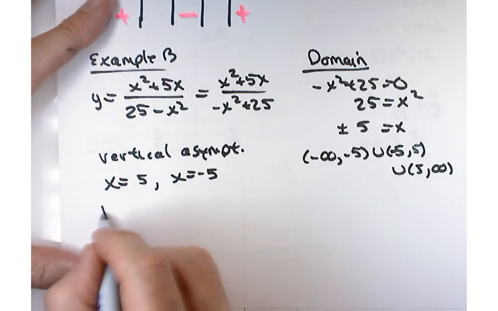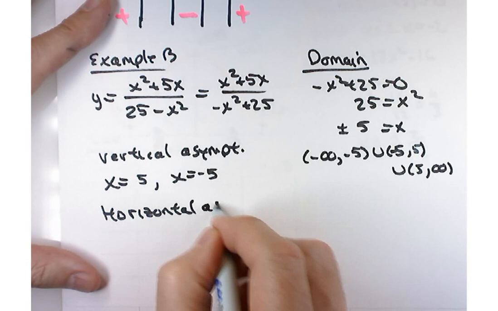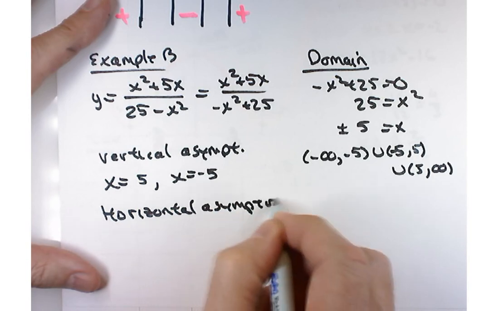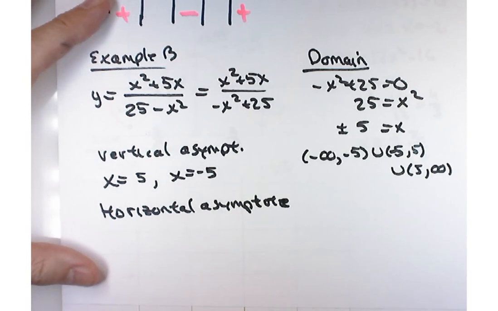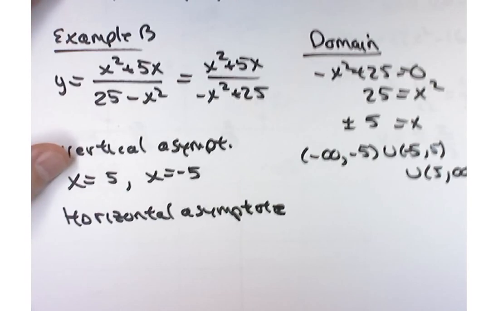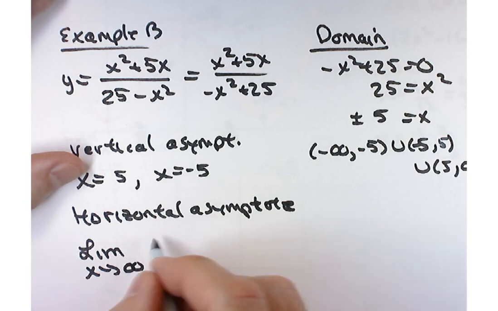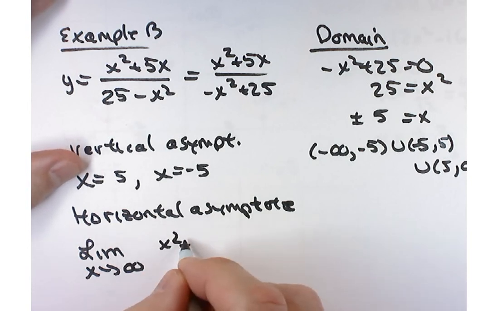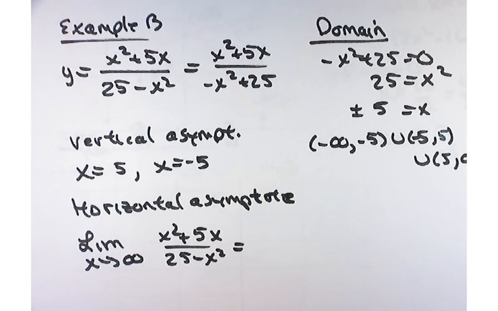How about your horizontal asymptote? If you didn't know what it was, or if it wasn't as obvious, how would you have to calculate your horizontal asymptote? The limit as x approaches infinity of x squared plus 5x over 25 minus x squared. So here's a good review question for you. In calculating this limit, could I do this with L'Hopital's rule?